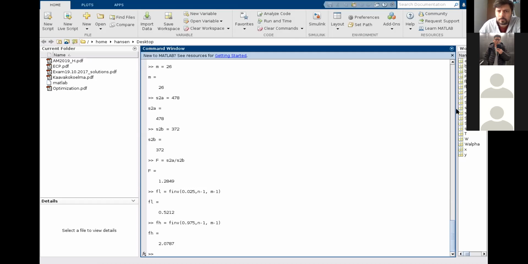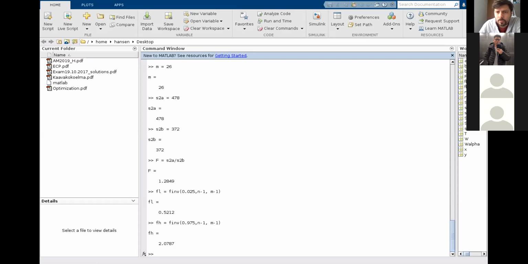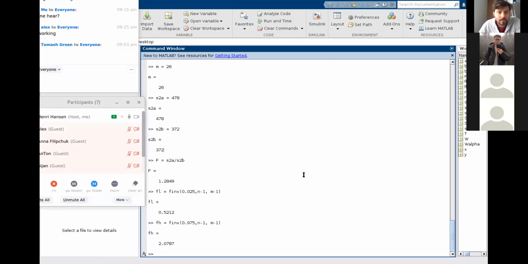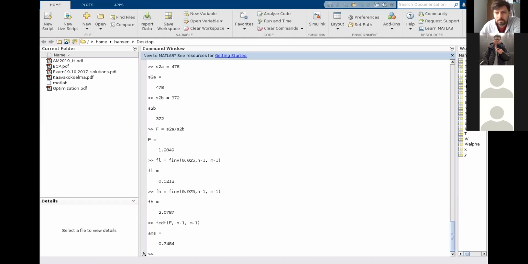Now, do we conclude that these variances are different? No, we do not conclude that. So let's calculate the p-value. We can calculate the p-values at FCDF of capital F at n minus 1, m minus 1. So we get that this probability is relatively high.